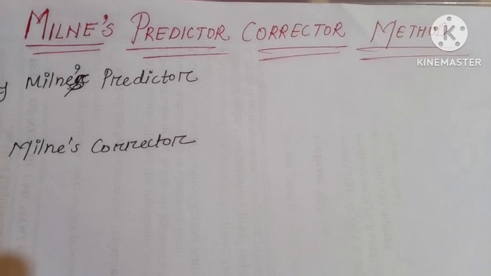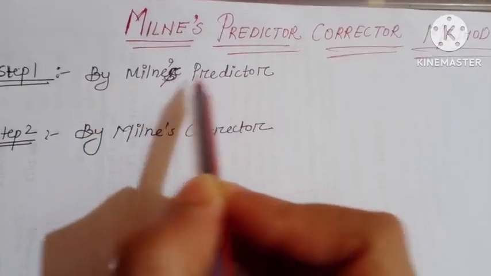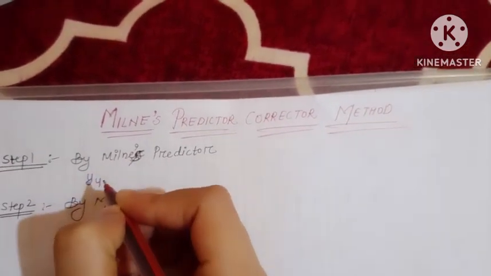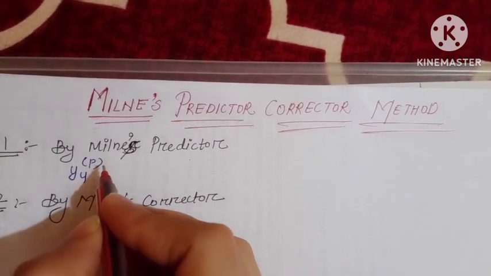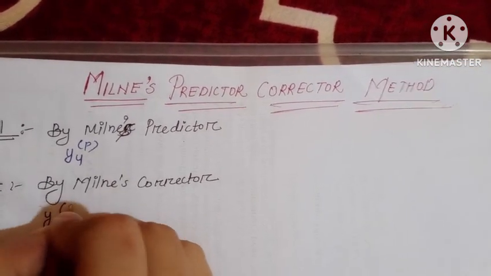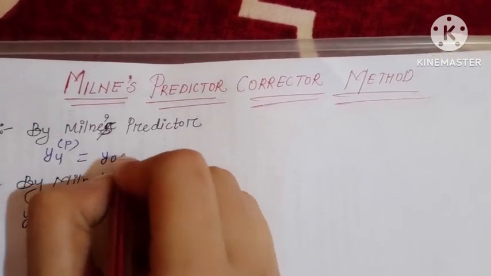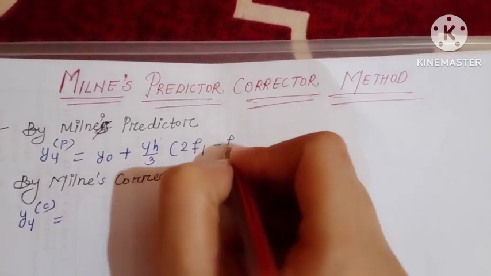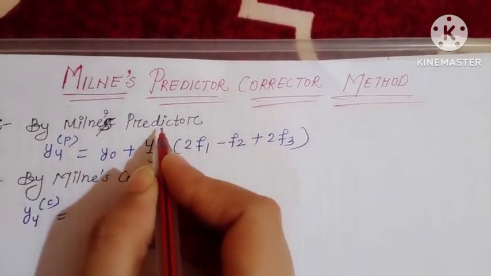Let's see the formula to solve Milne's predictor corrector method. There are two formulas. For Milne's predictor, you will write Y4 and here you will write P. P indicates predictor. For Milne's corrector, you will write Y4 and here you will write C. The formula is Y0 plus 4h by 3 times (2F1 minus F2 plus 2F3). This is the formula of Milne's predictor.